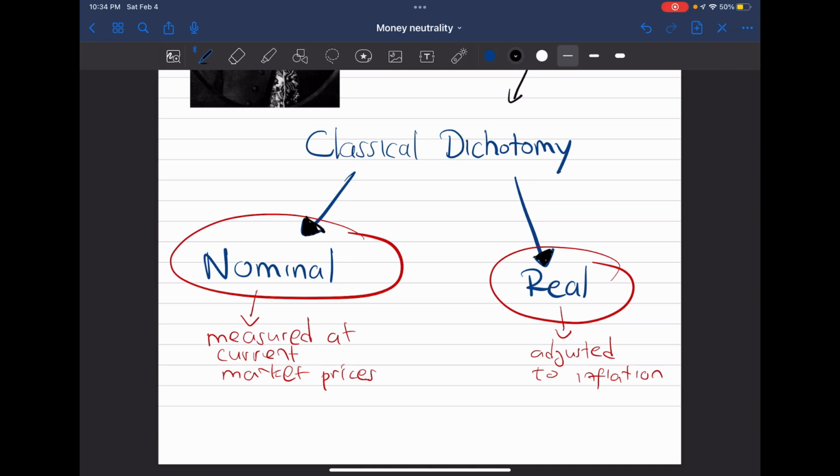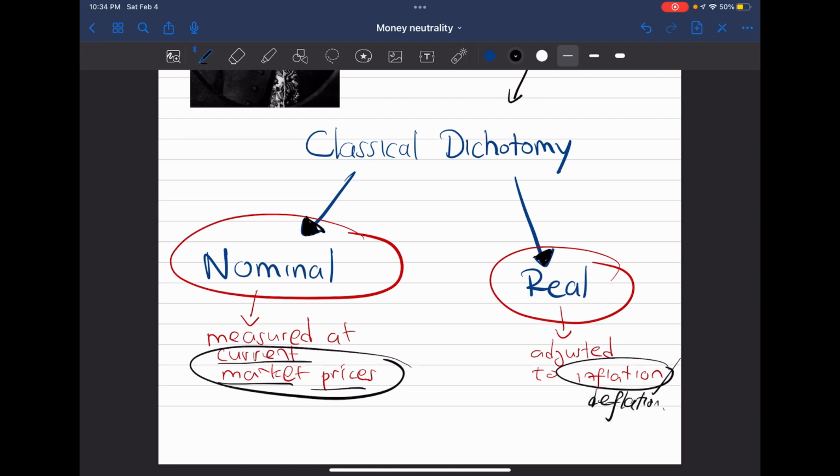A nominal variable is when you measure the economy at current market prices. So the keyword here is current market prices. And when you measure the economy in real variables, you adjust for changes in purchasing power, that is, adjusting for changes in price, so that would be inflation or deflation. Maybe some of you have heard about real GDP and nominal GDP. This is where it came from: what is meant by nominal and what is meant by real.